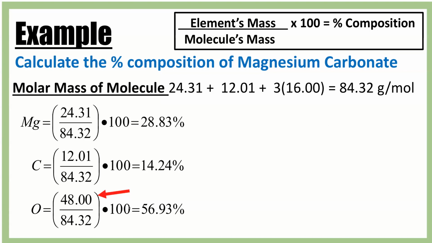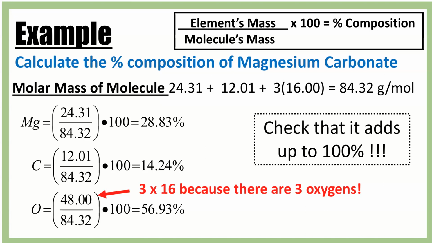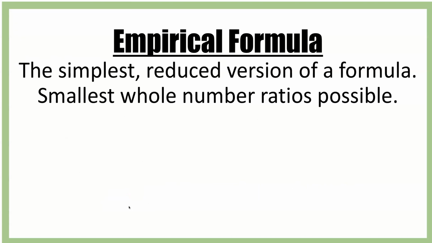But please notice I did not put 16 in this equation for finding the percent composition of oxygen. There are 3 oxygens in the molecule. So again, if there are more than one of an element and you're finding the percent composition of that element, you have to multiply by subscripts to get the total of that element within the molecule. And add it up, it equals 100. Any questions on this one? Okay. All right.